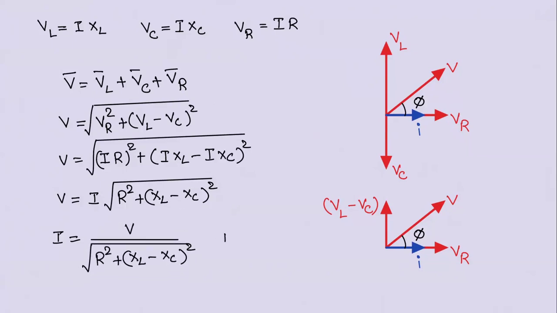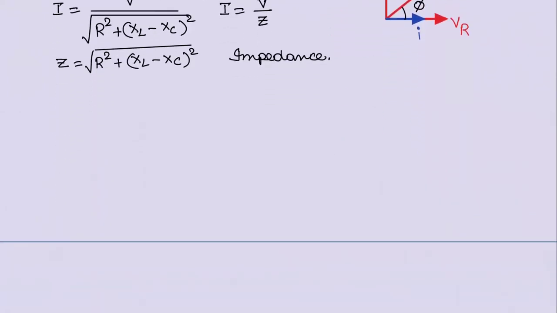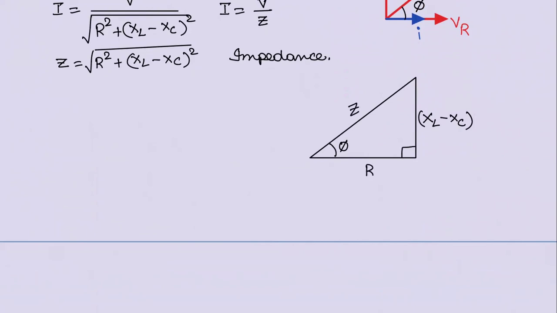If you compare this with I is equal to V by Z, we can say Z is equal to the square root of R square plus XL minus XC whole square. It is clear that Z will play the role of resistance in a DC circuit, and Z is called impedance. Now we can write the impedance triangle like this with the same phase angle phi. This will be XL minus XC, and this is R, and the net value is Z.